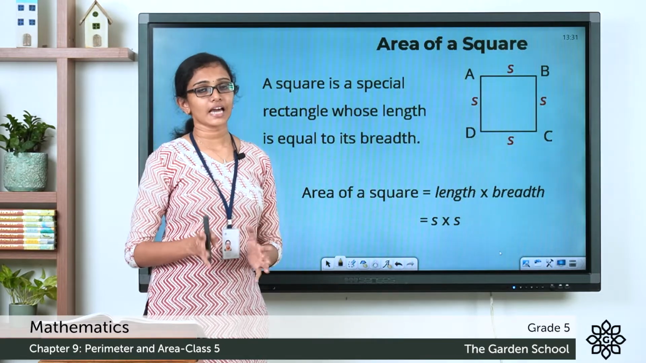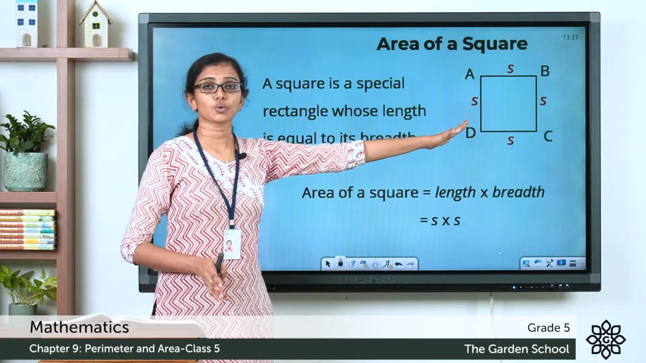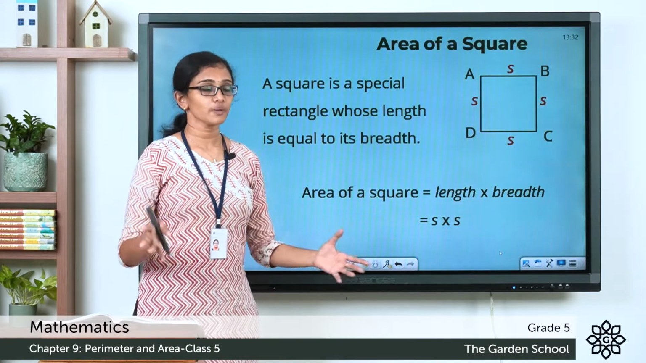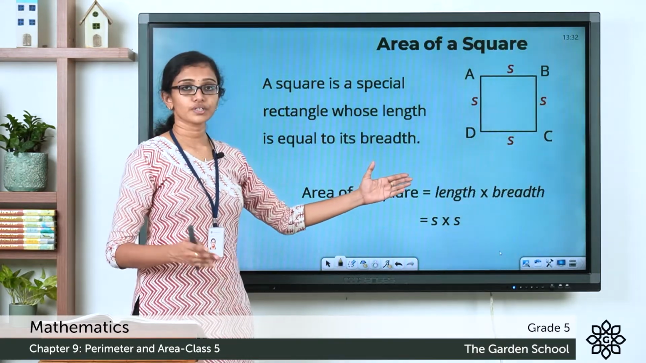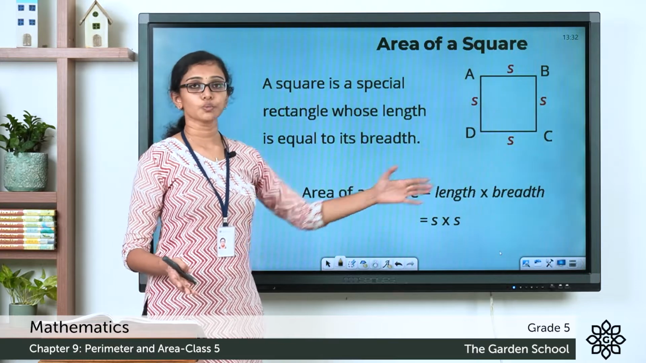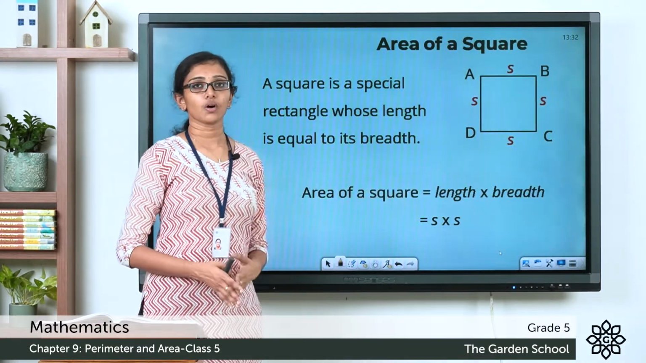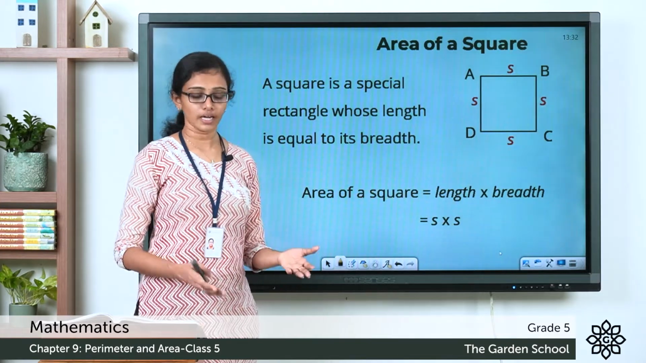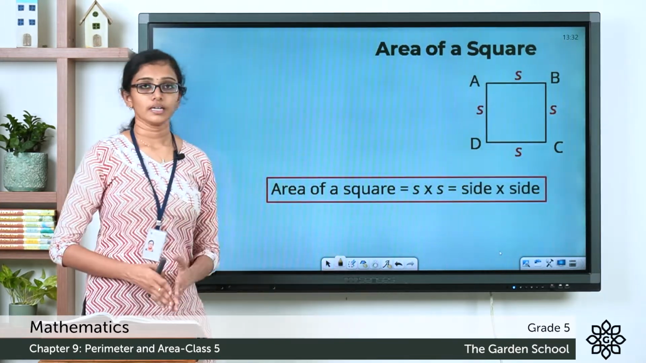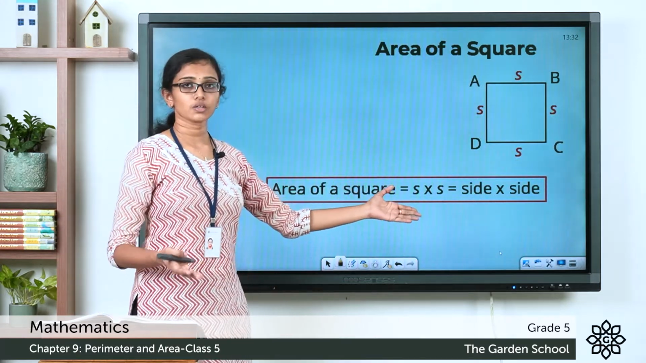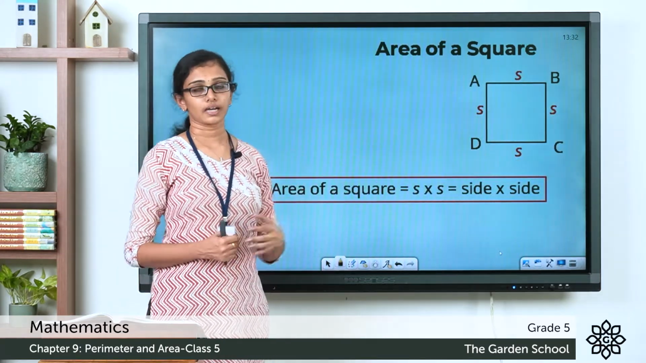What is the length and breadth in the case of a square? The length and breadth are the same. So, if you put it like the area of a square is equal to its length into breadth, it will be equal to the side into side or S into S, right? So, we can write area of a square is equal to S into S or side into side.